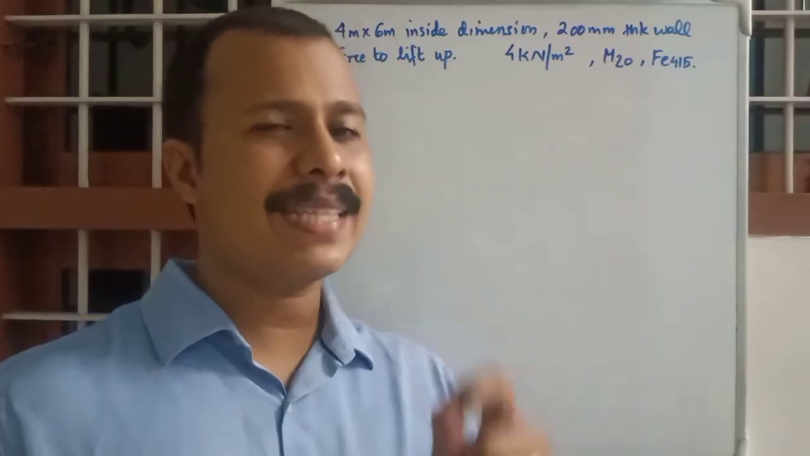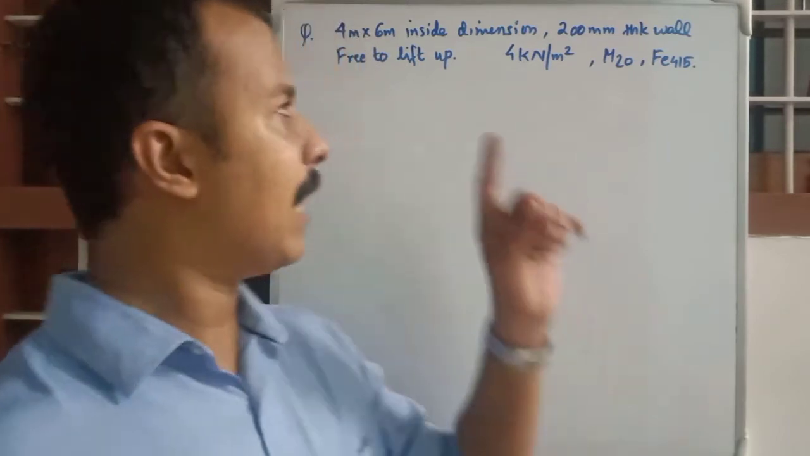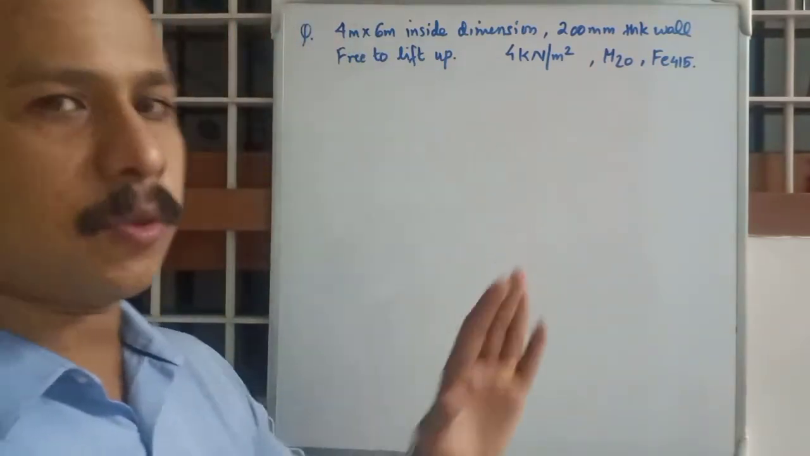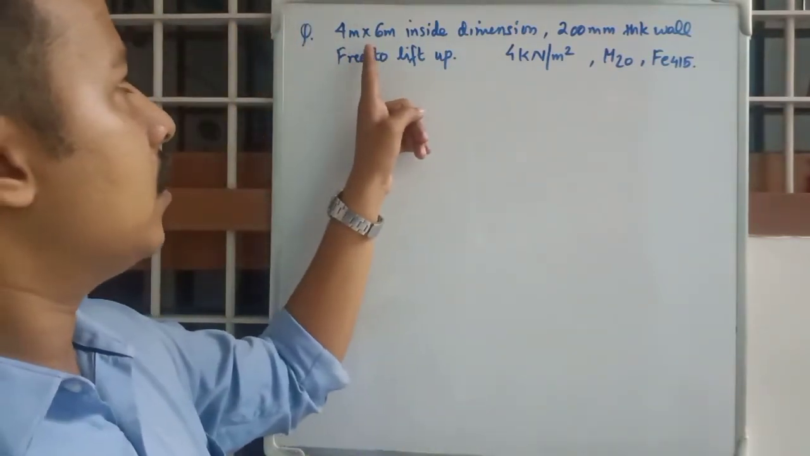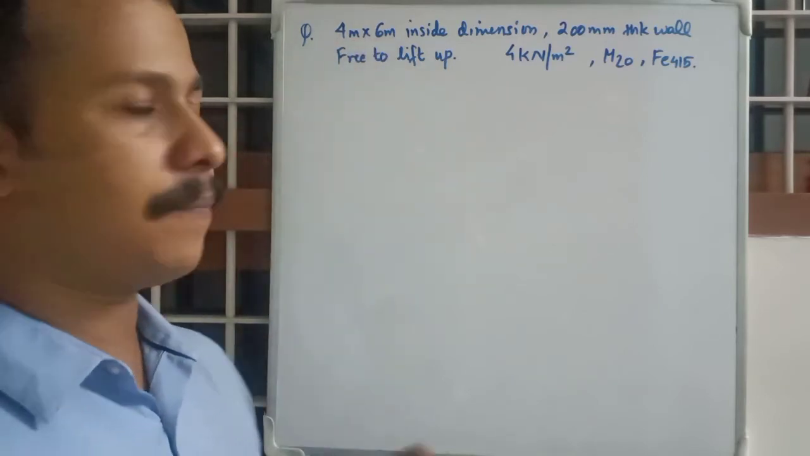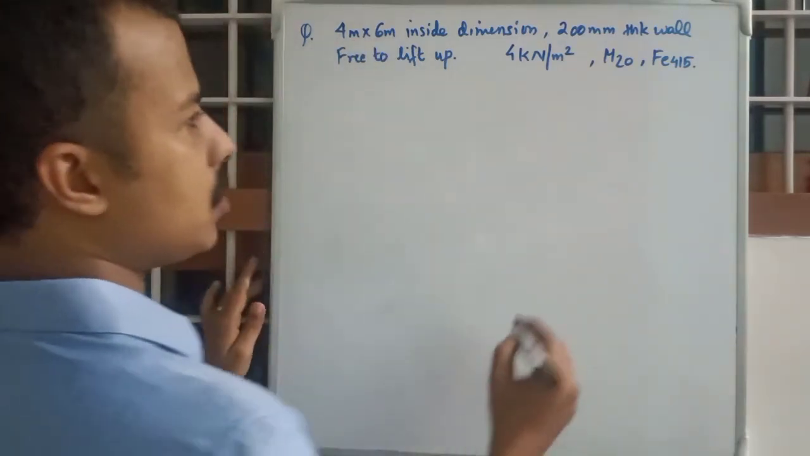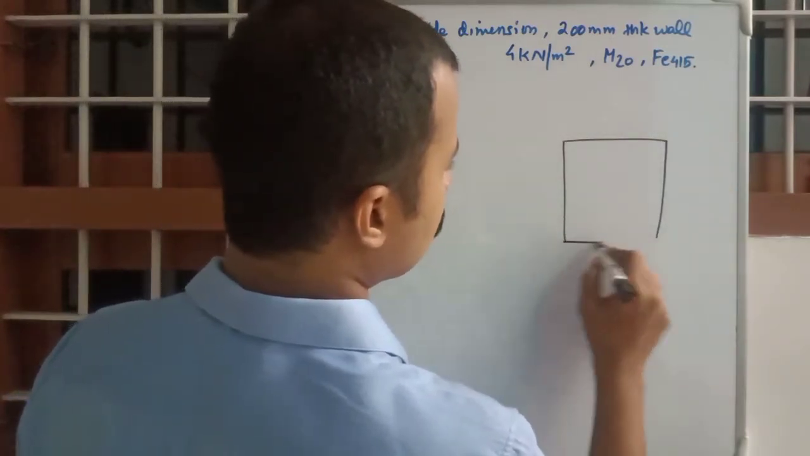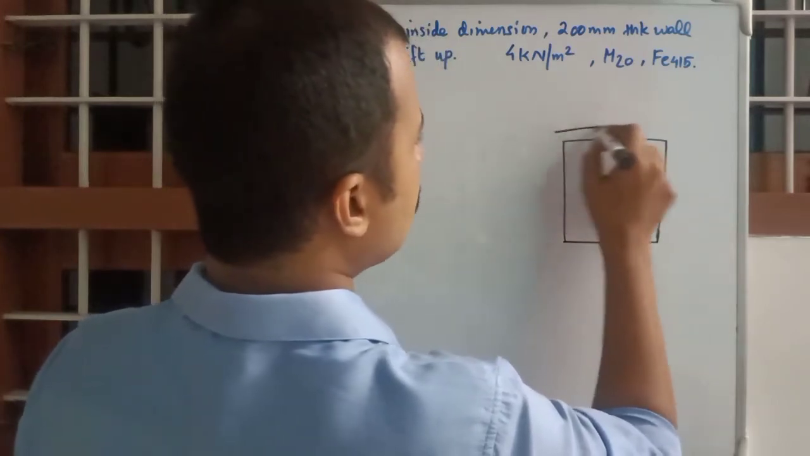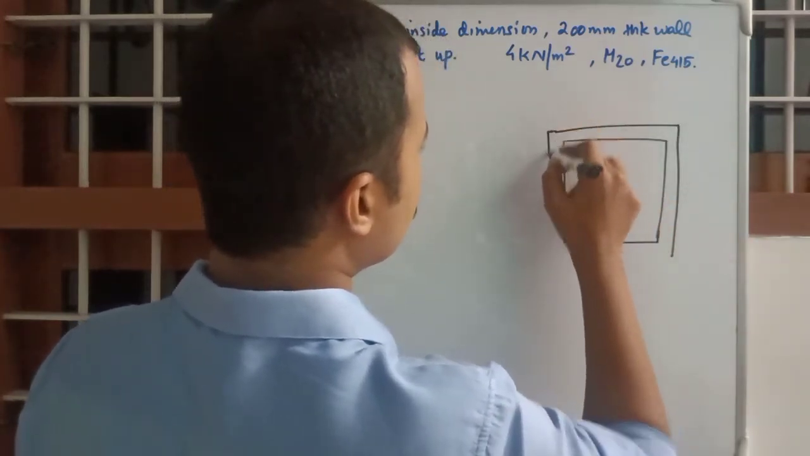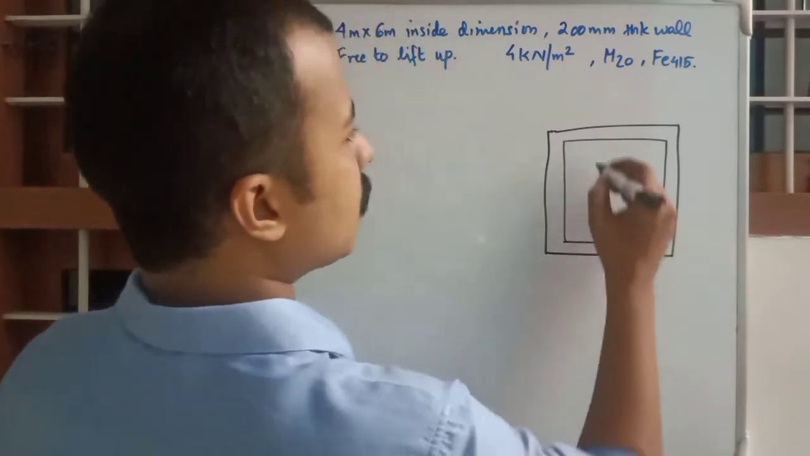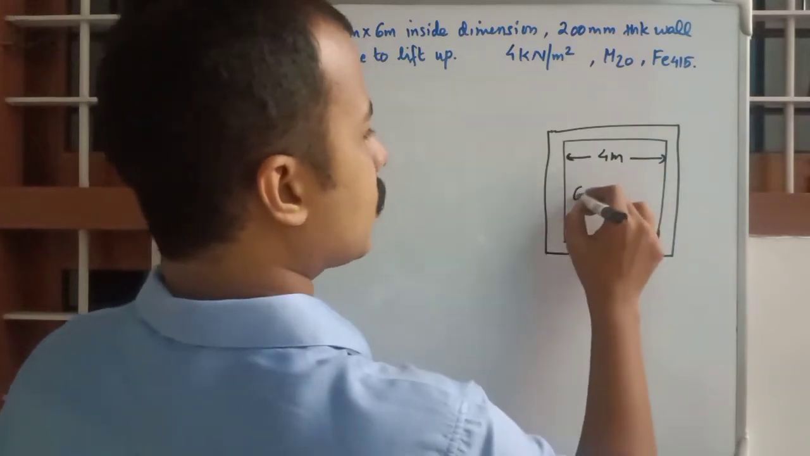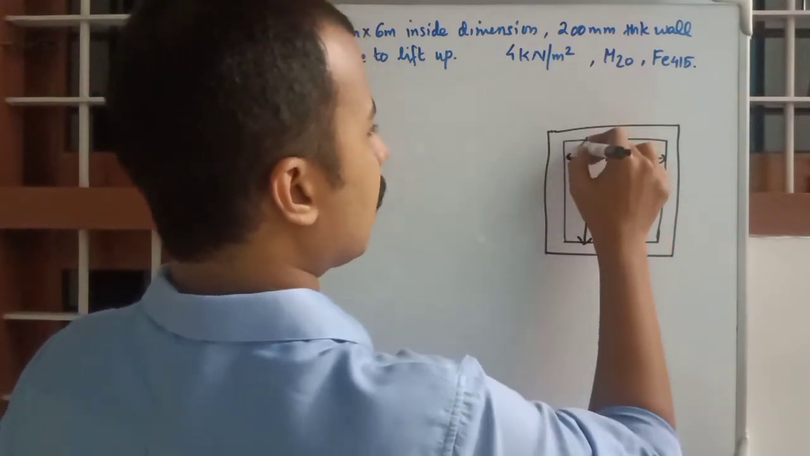So today we are going to design a slab. We have a question, and I have taken the important details from it. The dimension is 4 by 6 meter inside dimension. Inside dimension means this is the room, and the walls will be like this. So 4 meter is this dimension and 6 meter is the longer dimension.